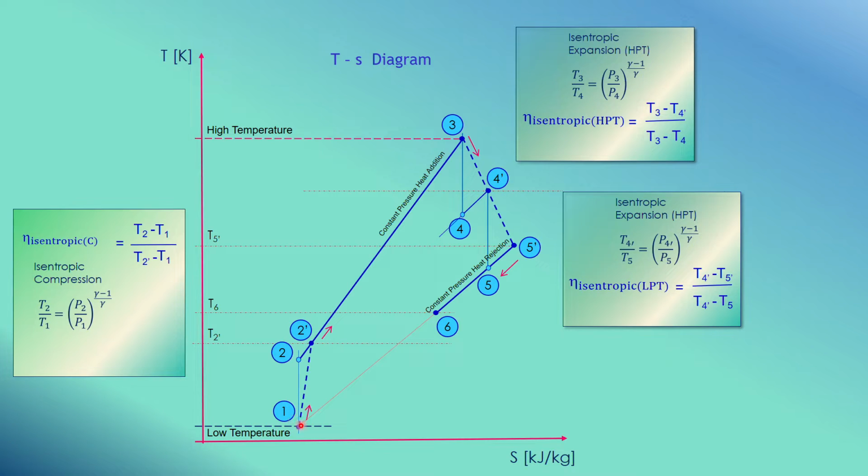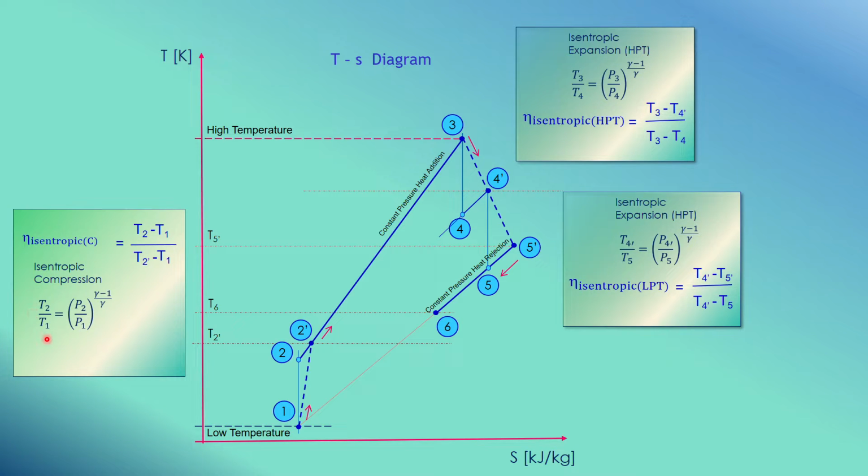So from the TS diagram, as you can see, from point 1 to 2 prime, this is the actual flow path of the process in the compressor, that is from 1 to 2 prime. So when you refer to this irreversible process, then you have to refer to its isentropic efficiency of the compressor, which I have explained earlier.